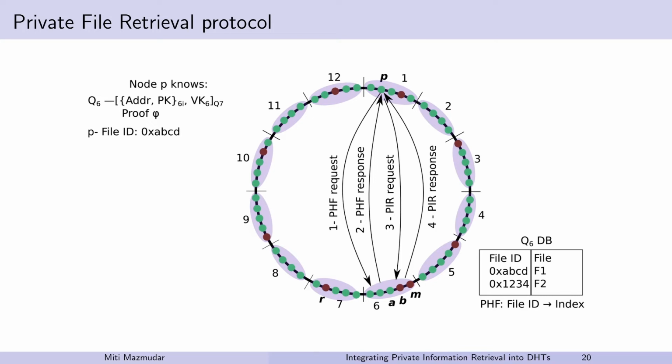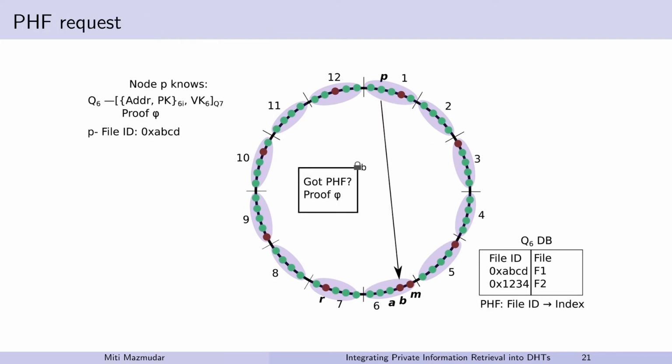And here we can see the steps of our private file retrieval protocol at a glance. First, the client node requests the target quorum for its PHF and then receives a PHF in response. It then uses this PHF to construct PIR request vectors. It sends PIR request vectors to the target quorum and receives PIR response vectors, which it uses to reconstruct the file. The client picks a node at random from the target quorum, and we refer to this node as a delegate node. Suppose the client chose the Byzantine node B. The client encrypts a PHF request to the delegate node, which then decrypts the message.